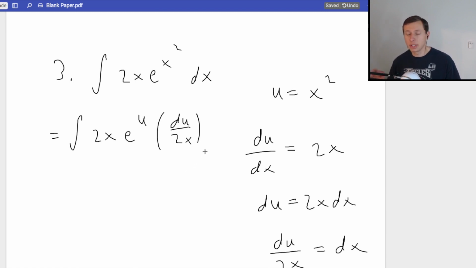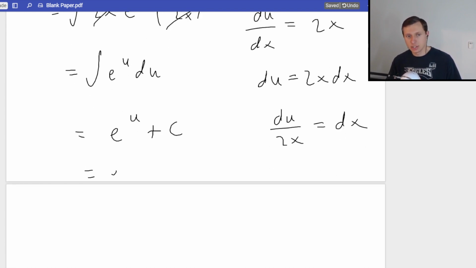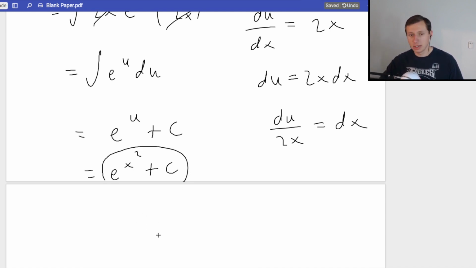Again, did I choose my right u for the U substitution? Yes, because the 2x's cancel here. Great. I'm left with the integral of e to the u du. And again, hopefully we know this integral. It's literally just e to the u plus c. But for my final answer, I still need to plug in for u. So final answer, e to the x squared power plus c. Final answer. Any questions on that one?